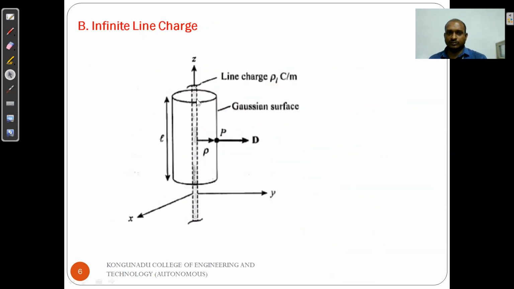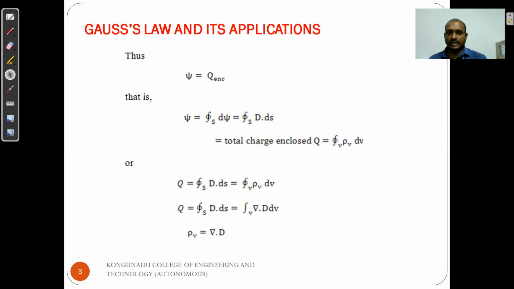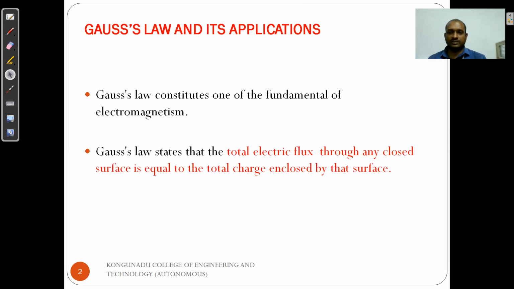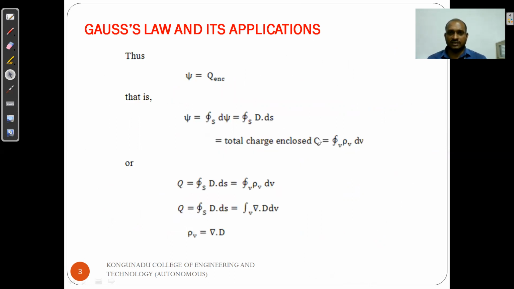I'm going to conclude the session with a small recap. Gauss law means the total electric flux passing through any closed surface is equal to the total charge enclosed by the surface. That is psi is equal to Q enclosed, which is equal to Q, equal to surface integral D dot ds, equal to volume integral rho v dv. So this is the Gauss law.